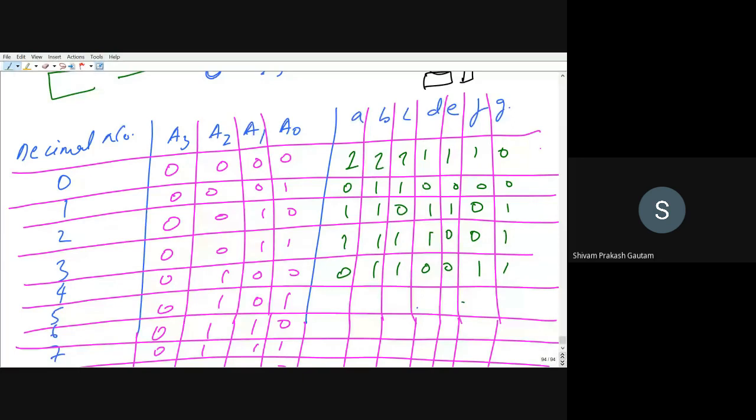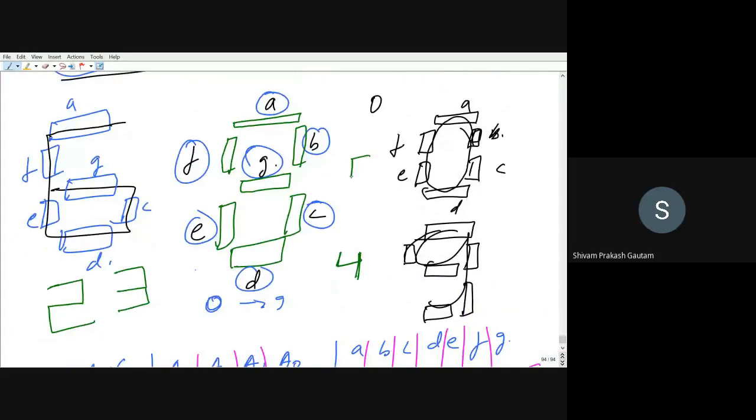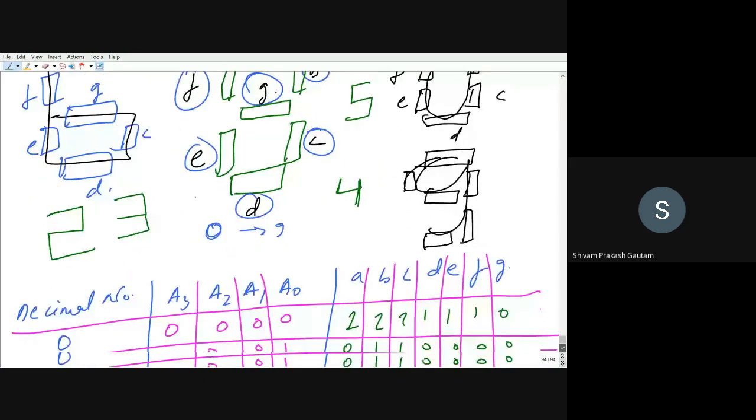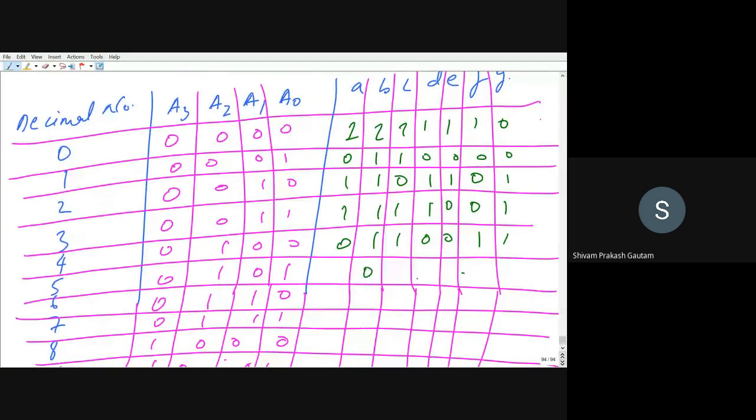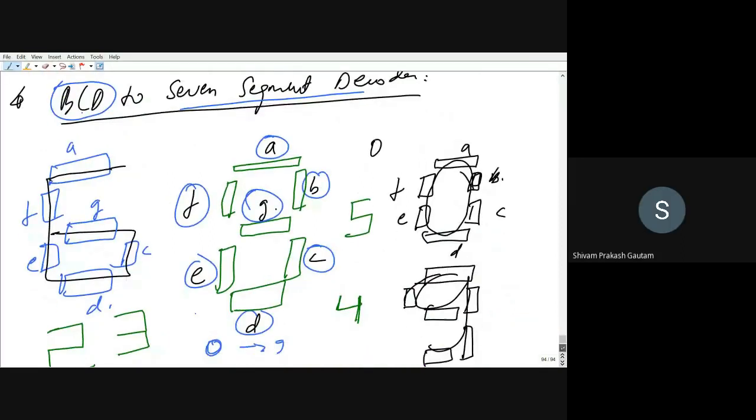Yes, sir. Okay. Now for 5, B and E will be off. 5 will be like this. B and E will be off, correct? B and E are off. Rest are high. 6, B off. 6 is only B off.